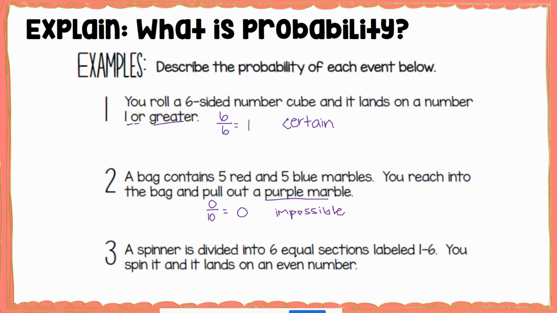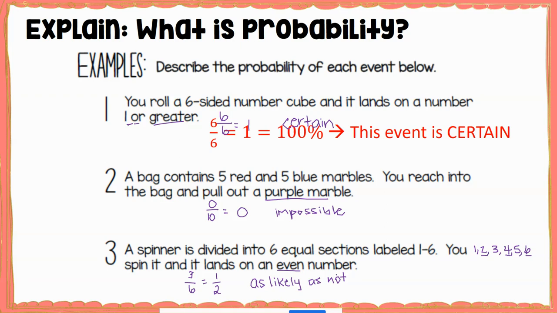Number 3 says a spinner is divided into 6 equal sections labeled 1 through 6. You spin it and it lands on an even number. Well, if our sections are 1 through 6, then that's 1, 2, 3, 4, 5, and 6. Well, I'm looking for an even number. I notice that I have 2, 4, and 6. So there are 3 even numbers out of, well, there were 6 total numbers on the spinner. So 3 out of 6 will simplify to 1/2. If I'm at 1/2, then that means the probability of this occurring is as likely as not, or equally likely, because that is a 50% chance.